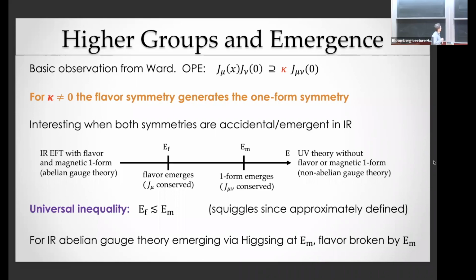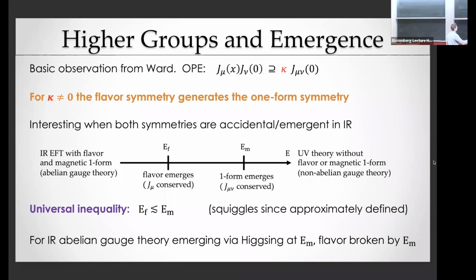So I've highlighted this fact. For kappa not equal to 0, the flavor symmetry generates the one-form symmetry. And this is interesting to think about when both symmetries are accidental or emergent in the infrared of the renormalization group flow. So we could imagine, here's a diagram in energy.